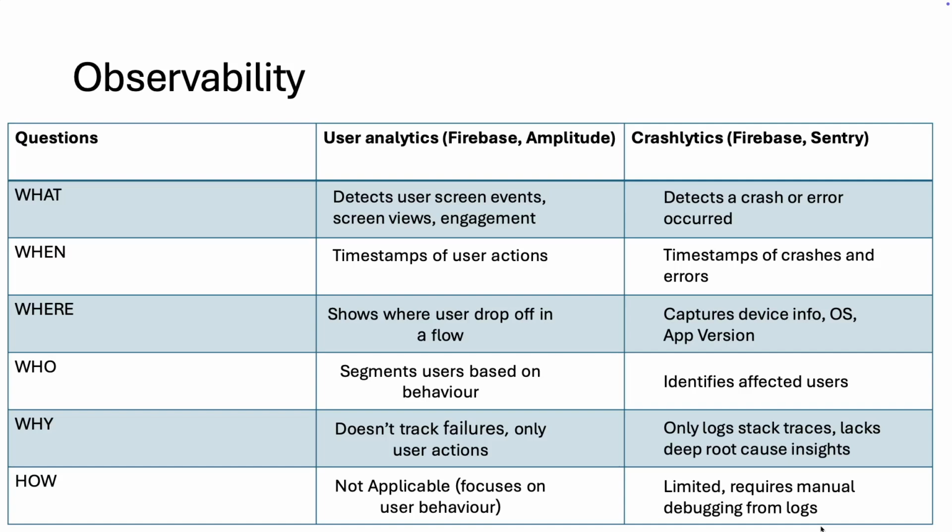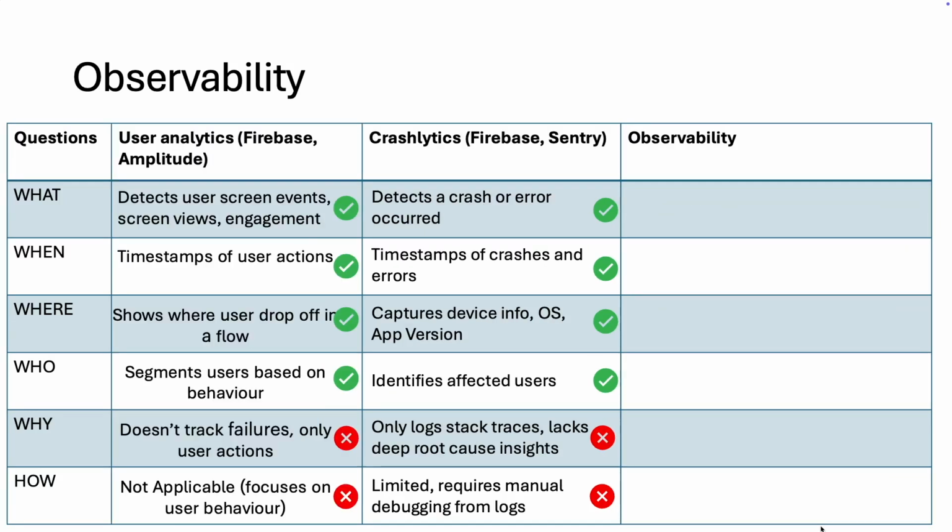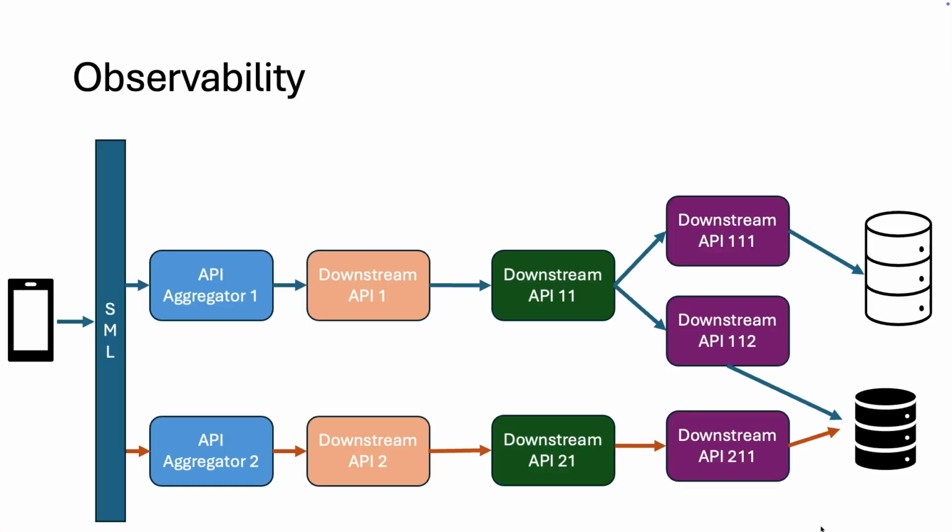So if I try to put it in a visual sense, user analytics answers the first 4 questions. Crashlytics also answers the first 4 questions. That is what, when, where and who. But both of these can't answer why and how in the sense that we really want it to be answered. And that is where observability comes into the picture. Let us try to understand some of the terms that we need to be familiar with.